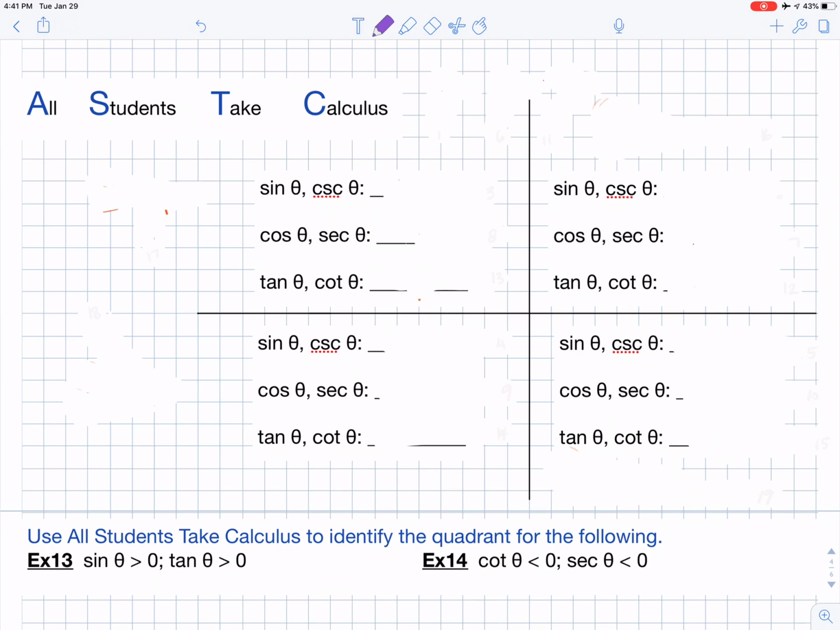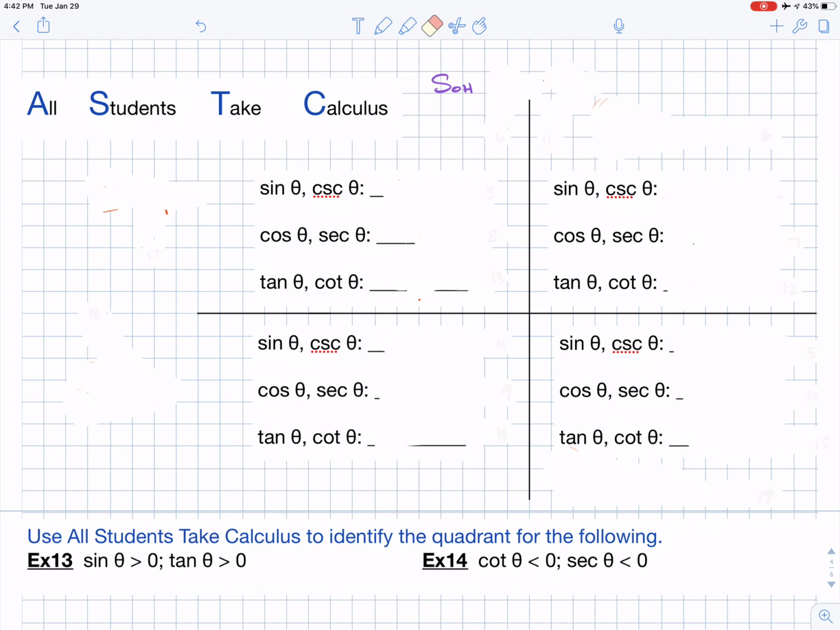Same with cosine and secant. They'll always have the same positive or negative sign. Tangent, cotangent as well. They'll always have the same positive or negative sign. What I'd like to look at first is the sine values. And remember we talked about sine is opposite over hypotenuse.